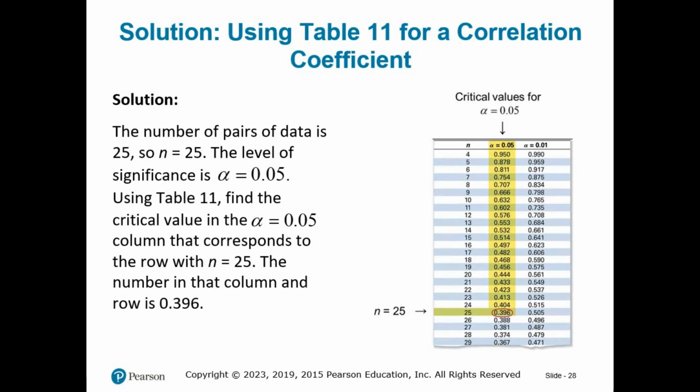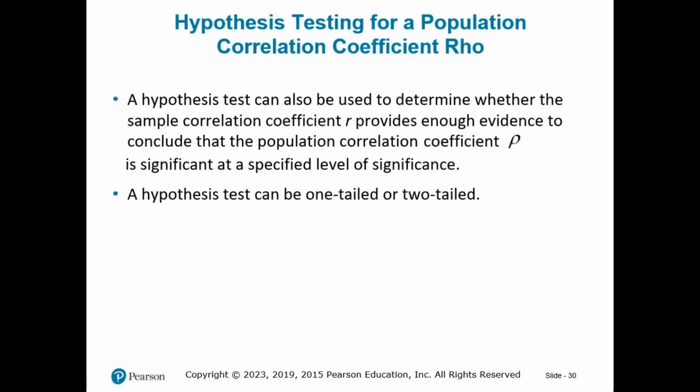Now, there's another method we can use to determine if rho is significant. We can use a hypothesis test to determine whether the sample correlation coefficient R provides enough evidence to conclude that the population correlation coefficient rho is significant at a specified level of significance. A hypothesis test can be one or two-tailed.